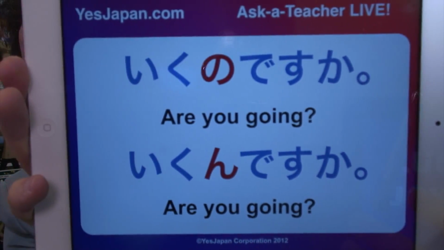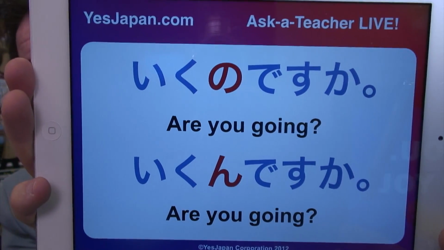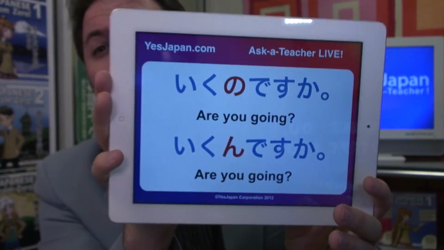All right, so, ikuno desu ka sometimes turns into this. Ikun desu ka? That un that you're talking about comes from the no. The no is the un. It's just more, I hate this word, colloquial. I don't know. It's just more spoken Japanese. Ikun desu ka? Now you couldn't say iku desu ka. You can't do it. But you could say ikuno desu ka and ikun desu ka.